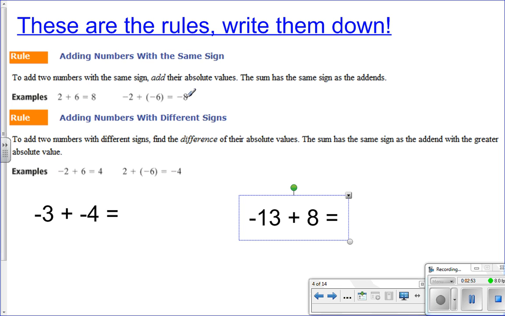So down here, I have -3 plus -4. Well, 3 plus 4 is 7. And since both the signs are negative, put a negative in front of it, and it equals -7.